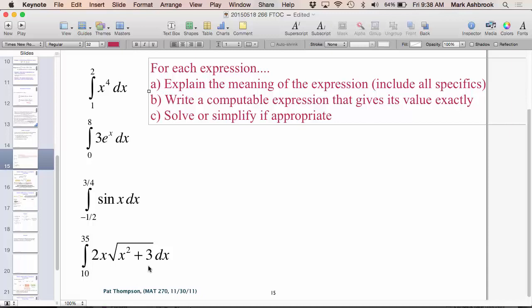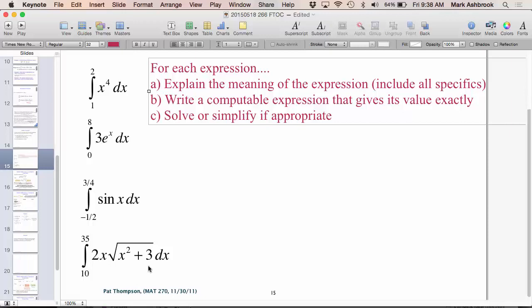He says the total amount of change as x goes from 10 to 35 at a rate of change of 2x times square root of x squared plus 3. Yes? That was perfect, right? So this is the total amount of change of some quantity, we don't know what it is, whose rate of change is 2x times radical x squared plus 3 as x changes from 10 to 35. The amount of change as x changes from 10 to 35, okay?